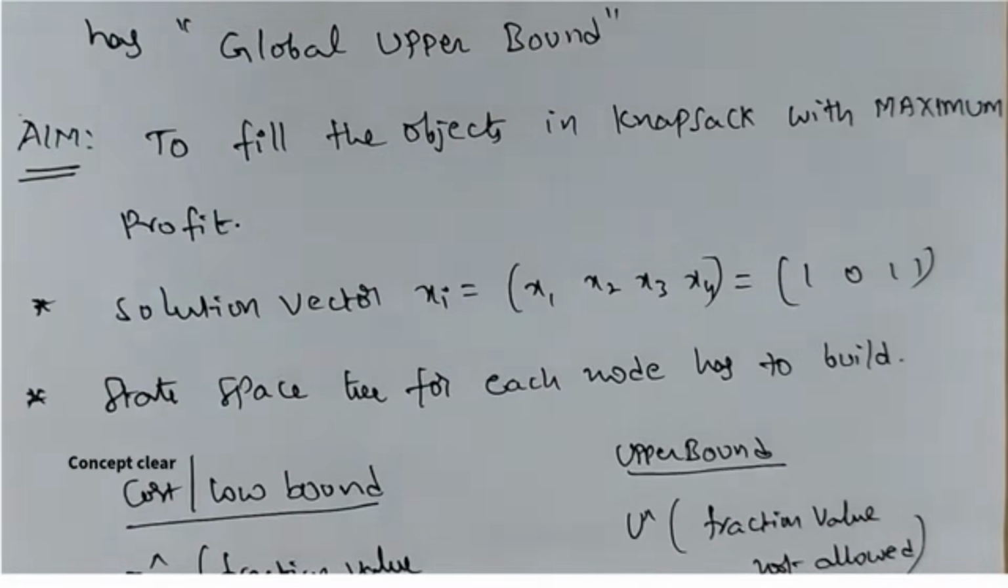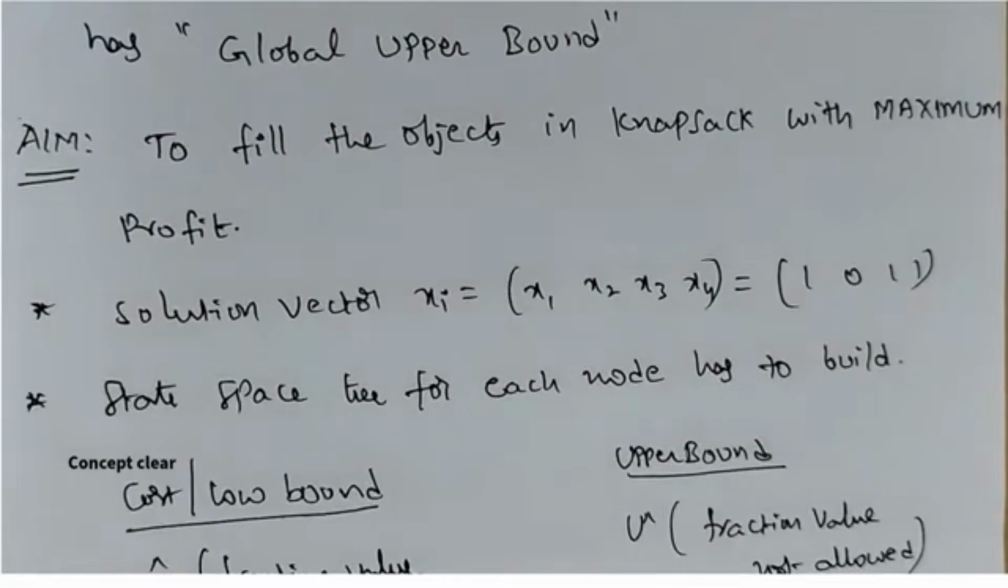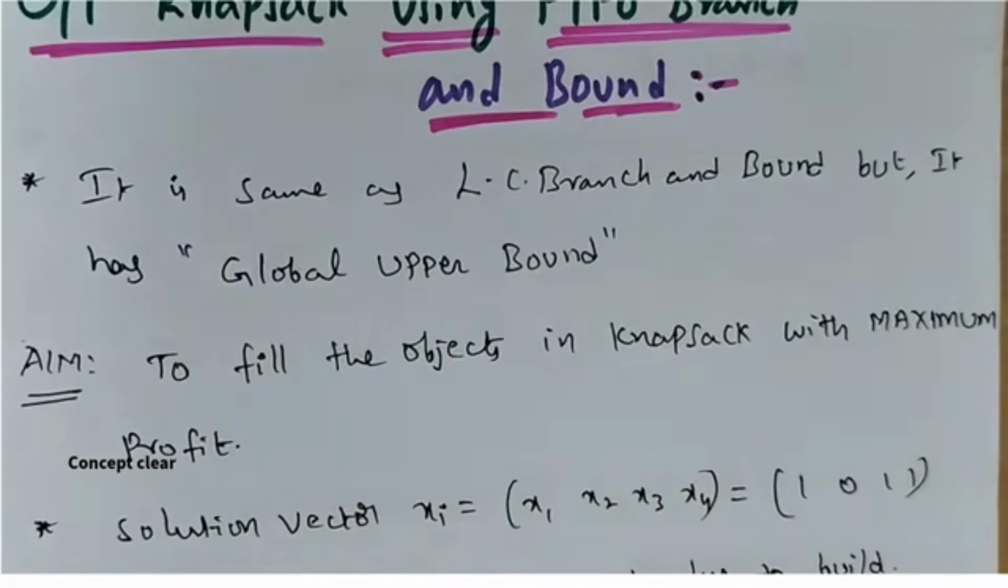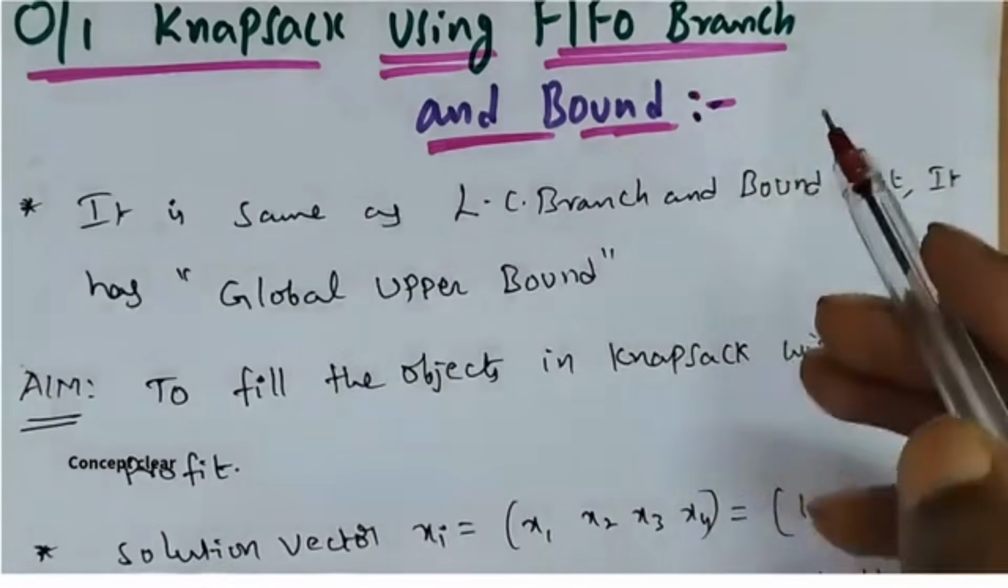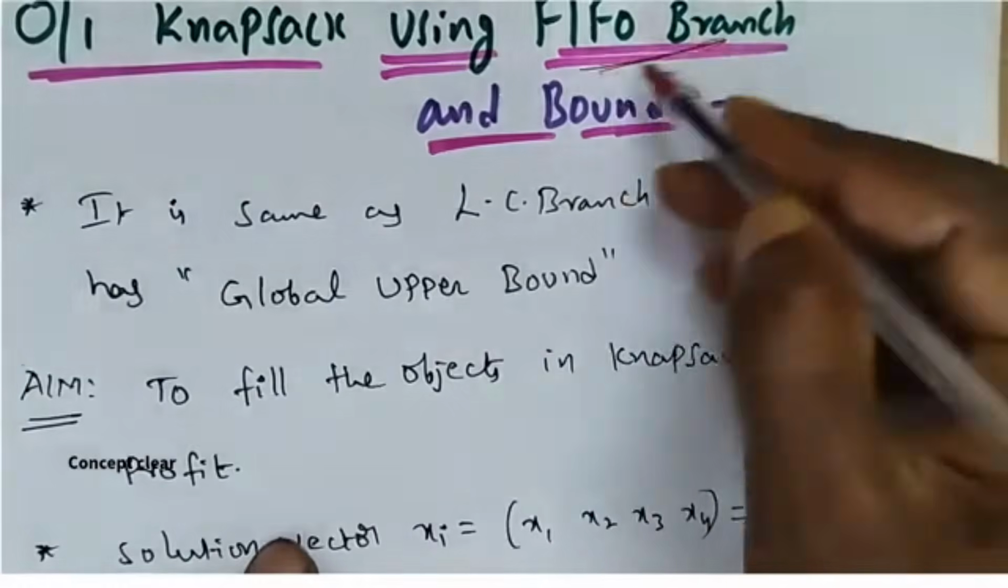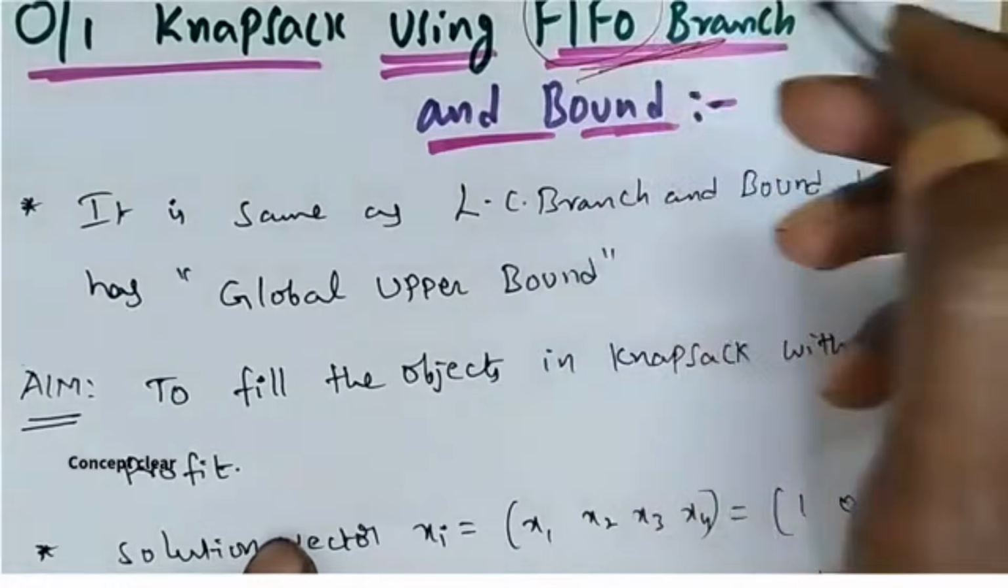In today's class, we will discuss 0/1 knapsack using FIFO branch and bound. In the previous topic also we discussed the 0/1 knapsack problem using branch and bound. Here the difference is FIFO branch and bound.